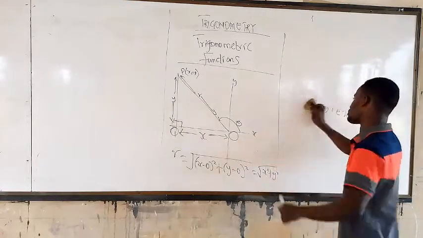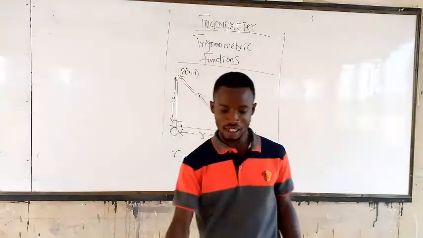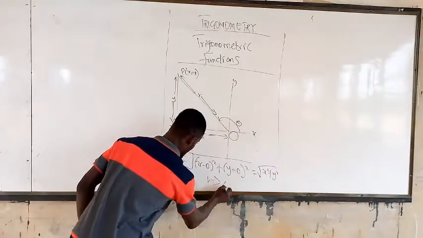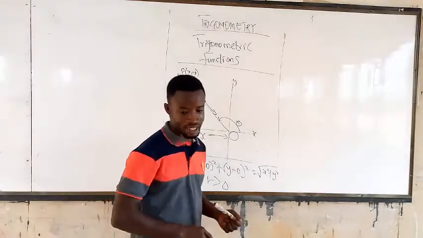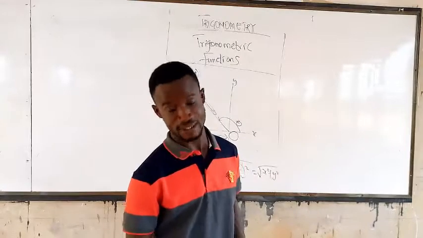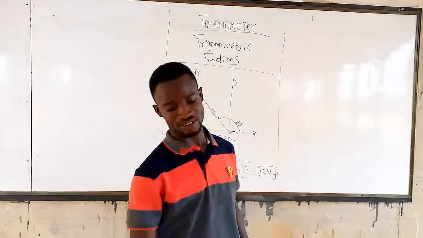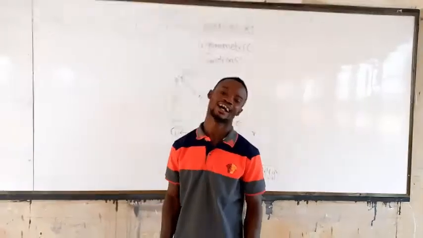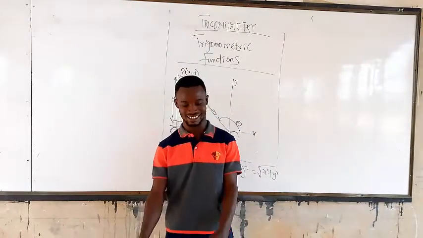So that is that. But know that this r we have here is greater than zero. This means that distance is never negative. There is no way that you can get a distance to be negative.